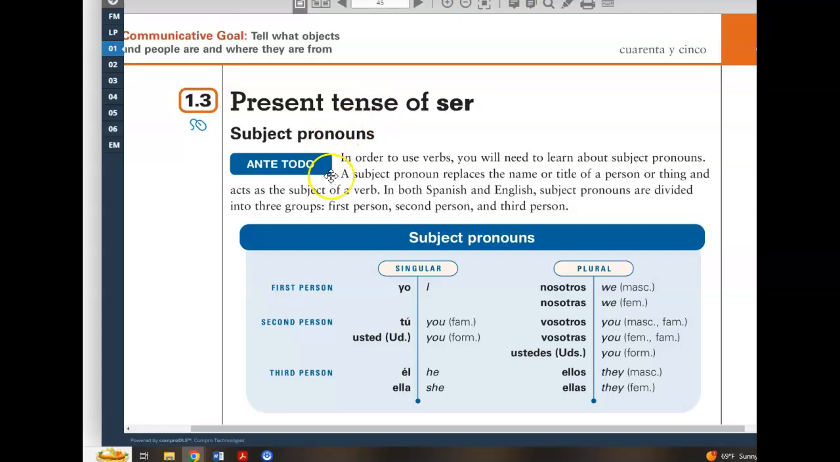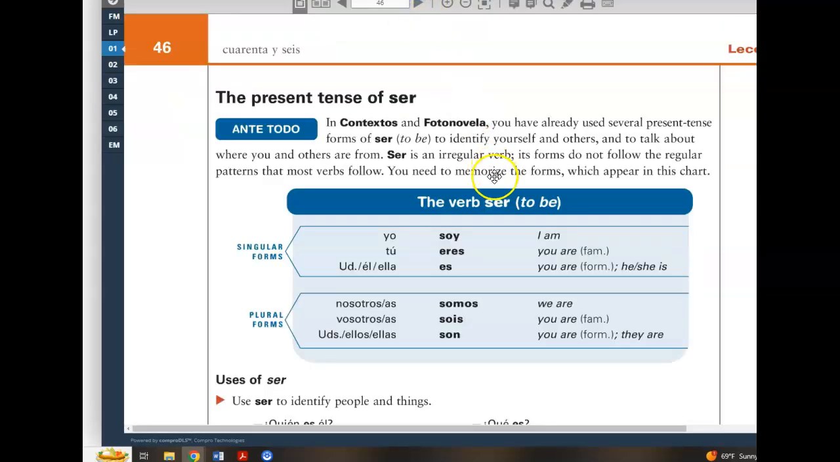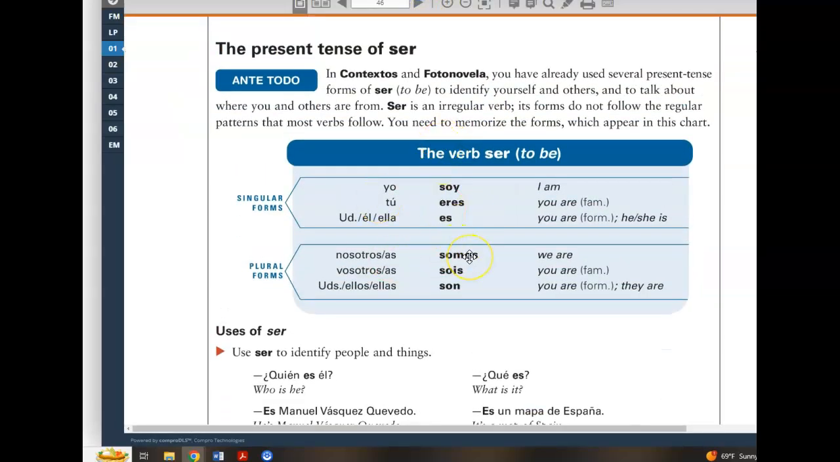And just like in English, a subject pronoun replaces a noun, right? A person, place, or thing. So in accordance with those subject pronouns, we have the different conjugations of ser, and those are on page 46. Yo soy, to say I am. Tú eres, to say or ask you are. Él, ella, or usted es, to say you are formally in the usted form, or to say he or she is, or it is.